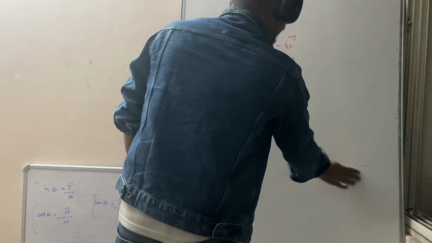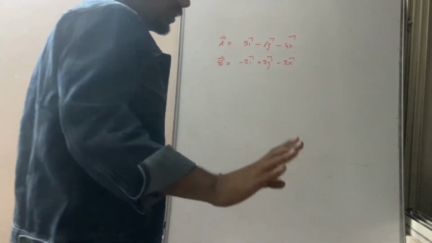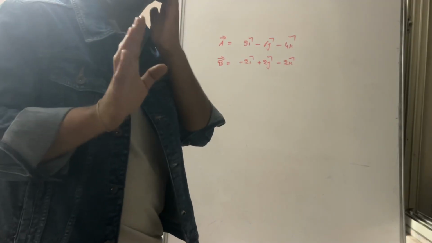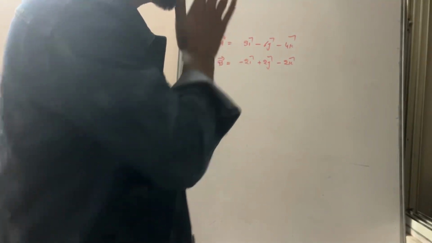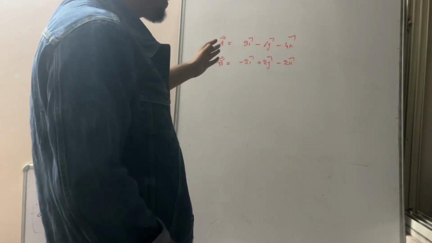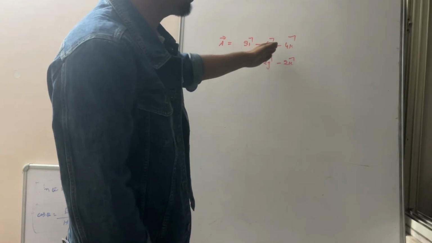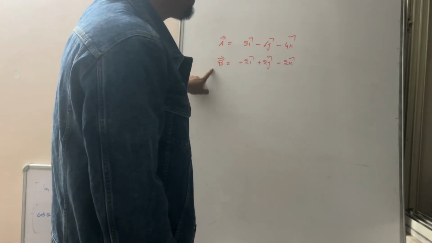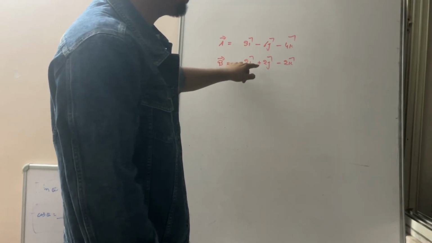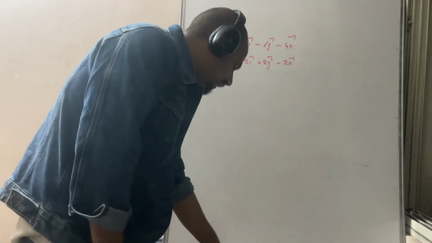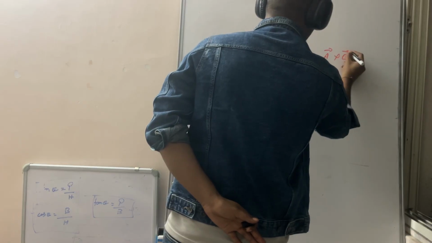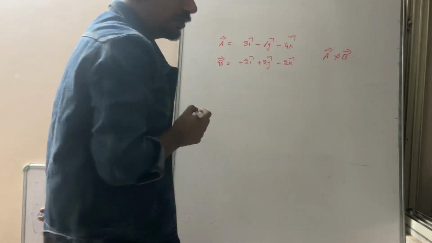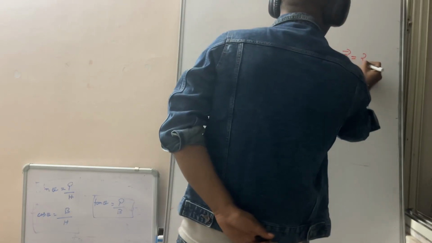Suppose we have two vectors, okay? Just forget all the other things and try to understand the process by which we can find the cross product. We have A as 3i minus 6j minus 4k and B as minus 2i plus 2j minus 2k. What we have to find is A cross B.